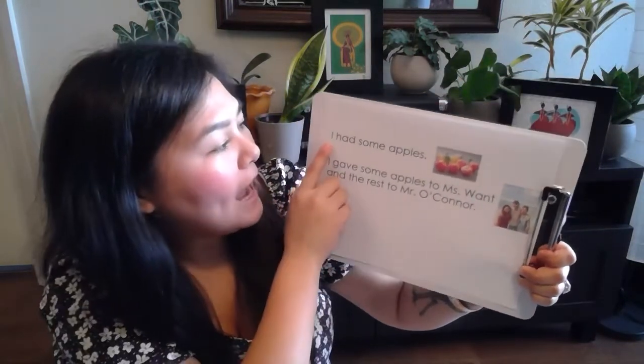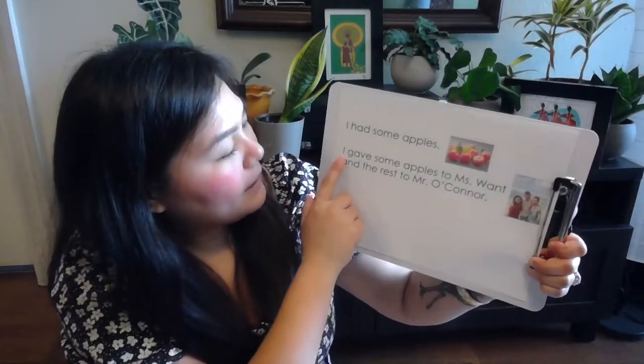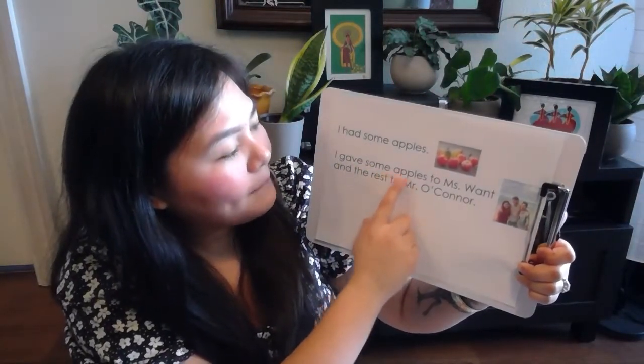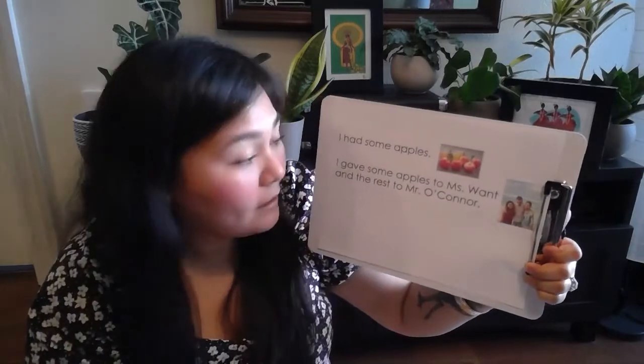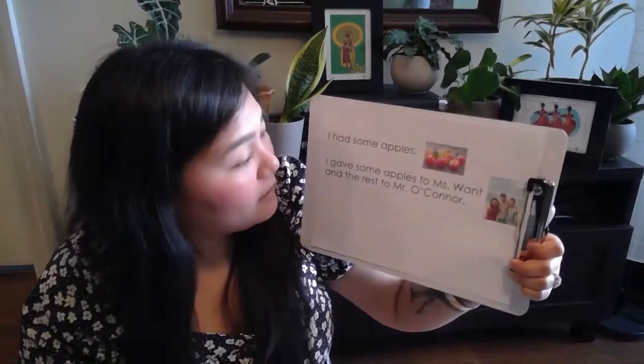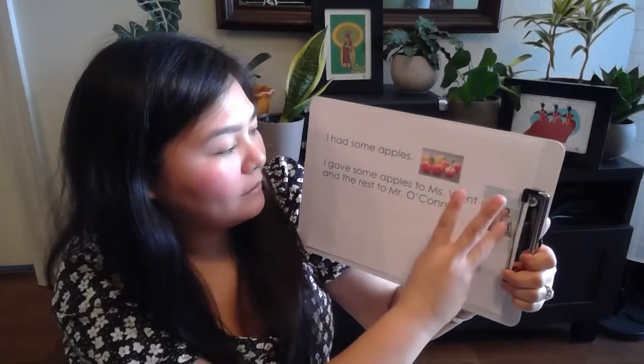So let's pretend that the character had 3 apples. 1, 2, 3. The character had 3 apples. The character gave some apples to Miss Swan and the rest to Mr. O'Connor. Let's try to figure out how many they could have given to Miss Swan and to Mr. O'Connor. The character had 3 apples and they gave some of those apples to Miss Swan. We know that some means more than one, so they couldn't have given 1 apple. So let's say they gave 2 apples.